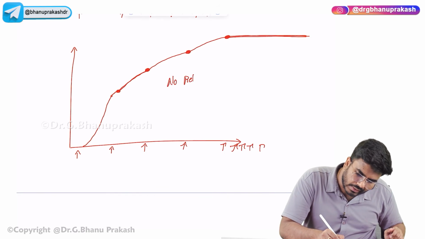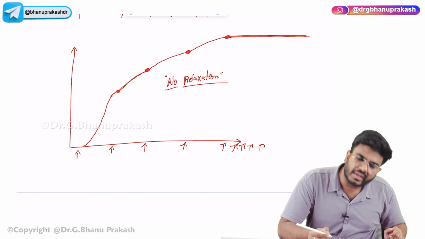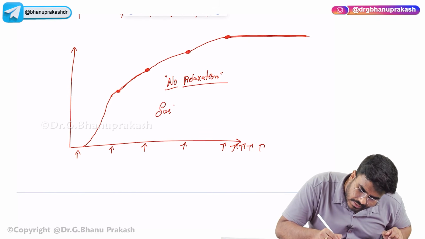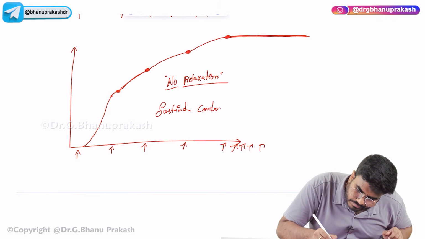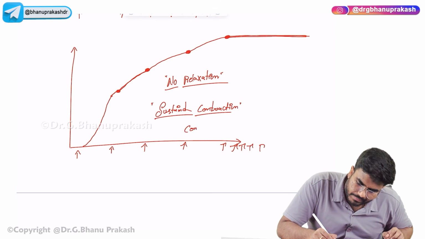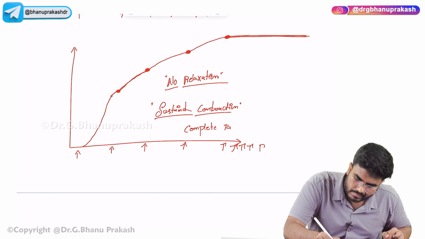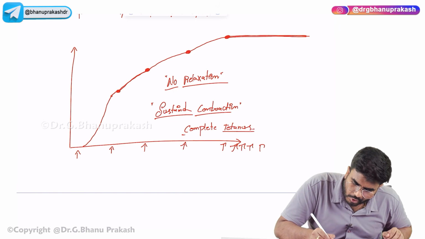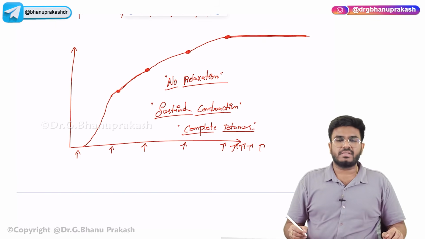No relaxation at all, not even incomplete relaxation. It's a sustained contraction. Now the muscle is in sustained contraction. So the sustained contraction is called as complete tetanus. Okay, the sustained contractions are called as a complete tetanus.